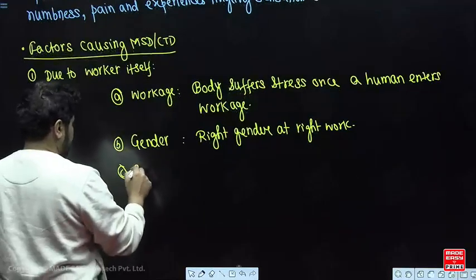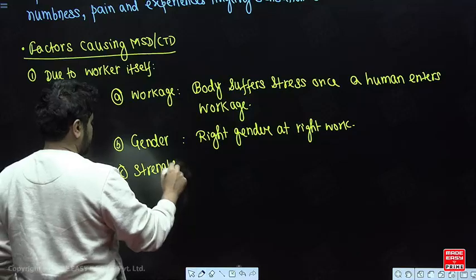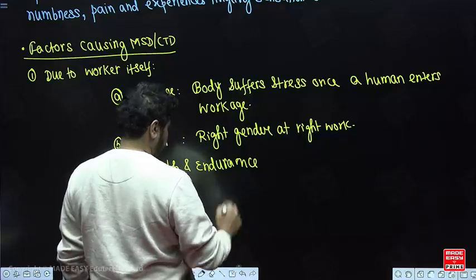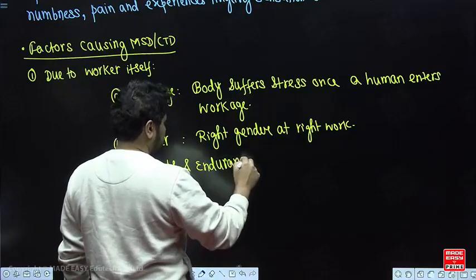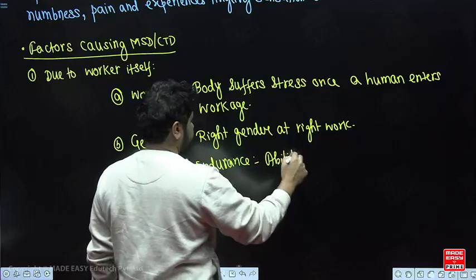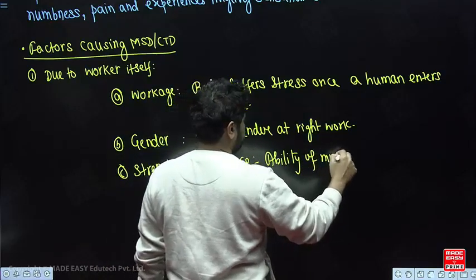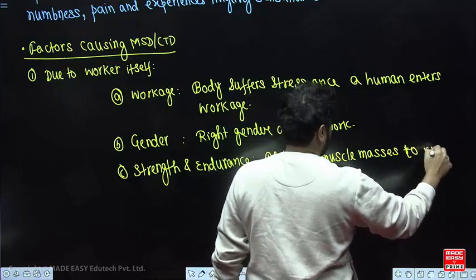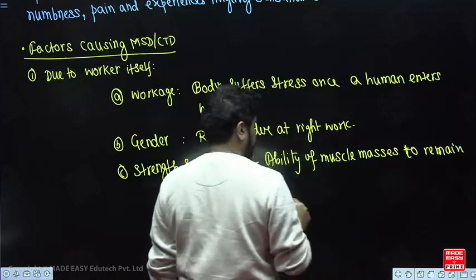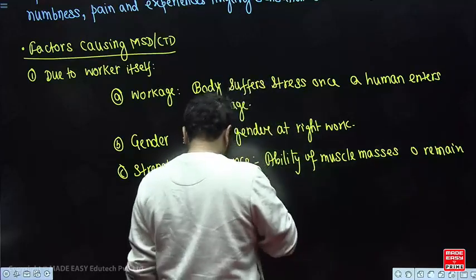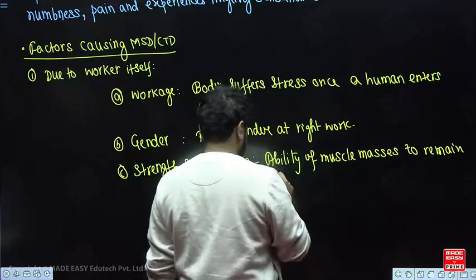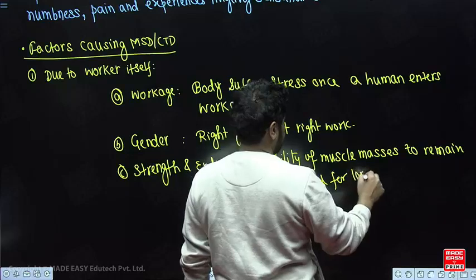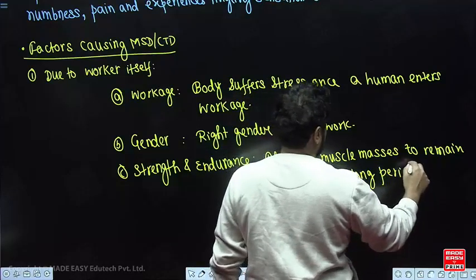C is your strength and endurance. Strength and endurance. What is the meaning of strength and endurance? Strength and endurance means ability of muscle masses to remain contracted for a long period of time. What does that mean?